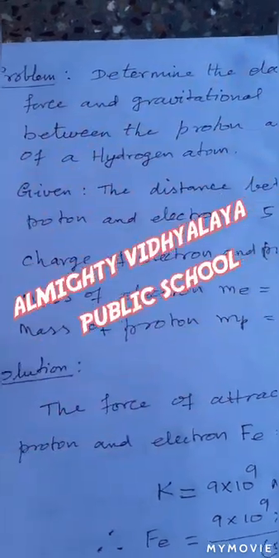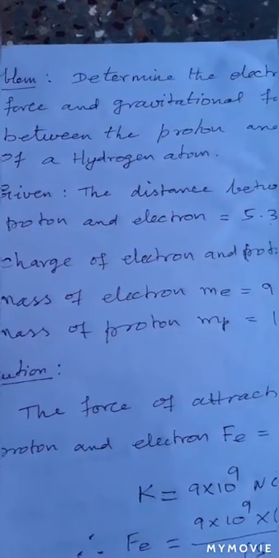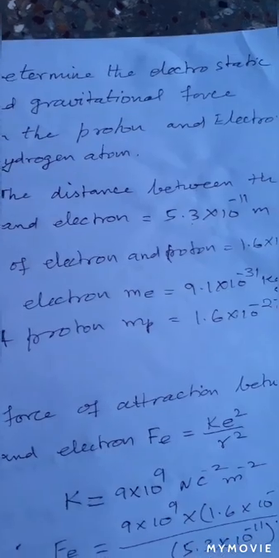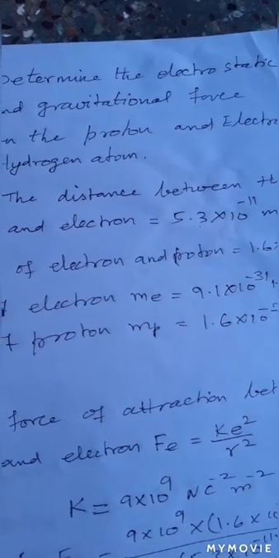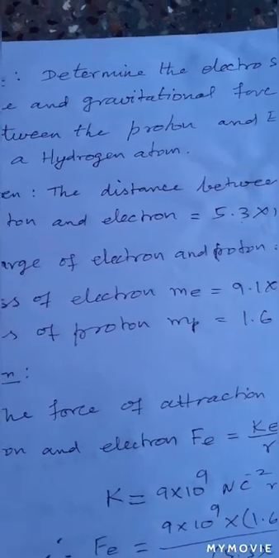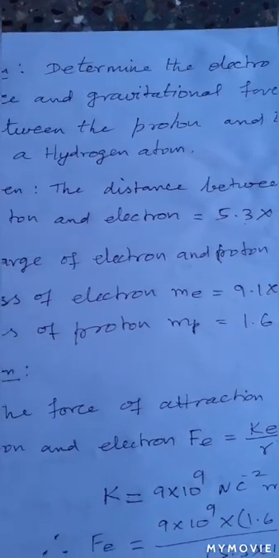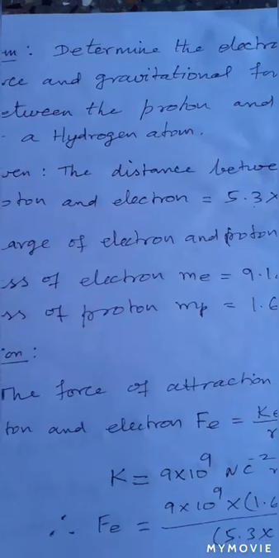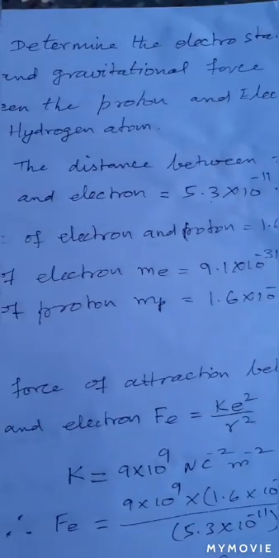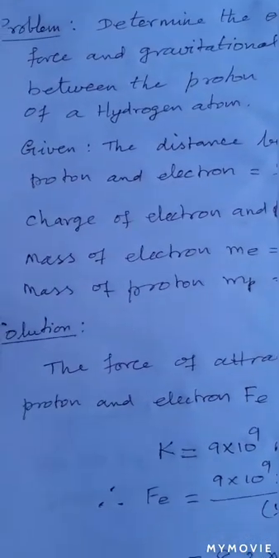Good morning. Today let us see a problem using Coulomb's law and Newton's universal law. The problem is to determine the electrostatic force and gravitational force between the proton and electron of a hydrogen atom.